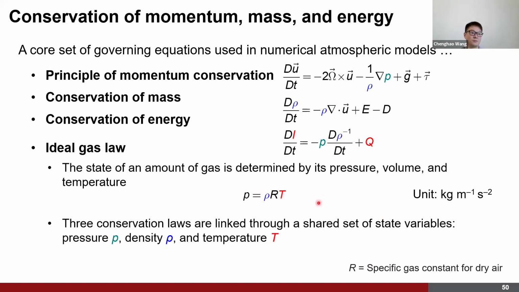which determines the state of an air parcel in terms of its pressure, volume, and temperature or density. R here is the gas constant, of course. So using these 4 different equations, we can actually solve for some common variables within these 4 equations, for example, pressure, temperature, velocity, and other different variables.